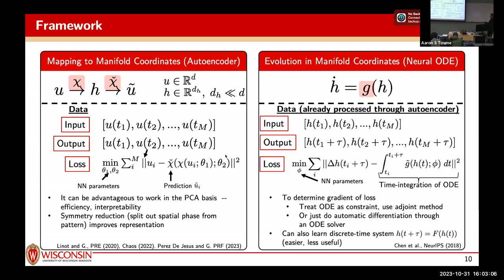In fact, I should mention this is built on a framework that was developed by Chen et al. So you can either use an adjoint method or you can use automatic differentiation, and they both work. Okay, and so that's how you minimize this loss. All right. So that's the basic framework. And so I'm going to go through some examples of application of that.